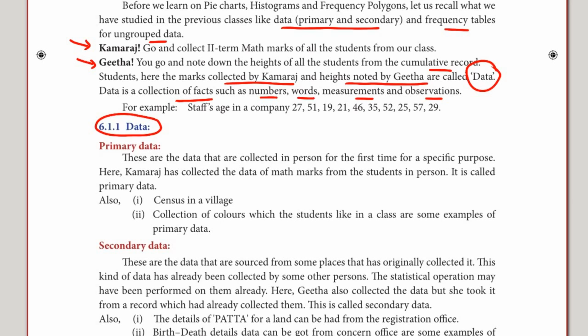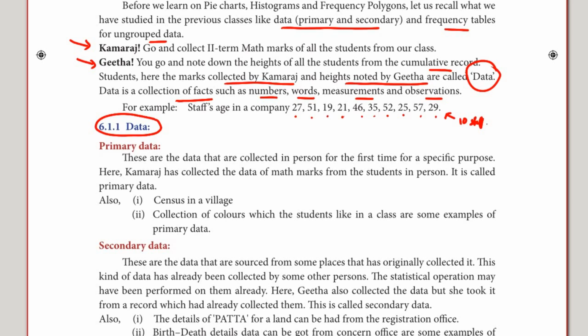Now you see, for example, the staff in a company. So 1, 2, 3, 4, 5, 6, 7, 8, 9, 10. This means just by counting you get data, you get the idea that there are effectively 10 staff members in the company, and this is the data. Right, now we will talk about how to interpret this data in this chapter. So let's talk more about data.